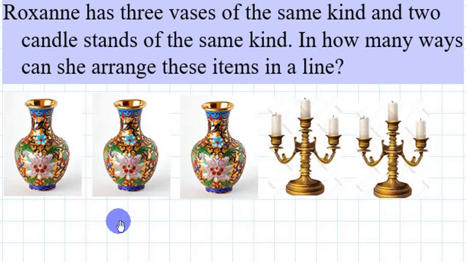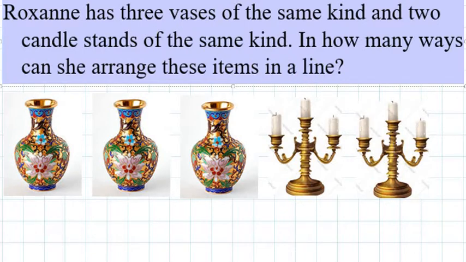We have emphasized in linear permutation that the objects should be distinct. But what if the objects are not distinct? For example, Roxanne has 3 vases of the same kind, 1, 2, 3, and 2 candle stands of the same kind, 1, 2. In how many ways can she arrange these items in a line?